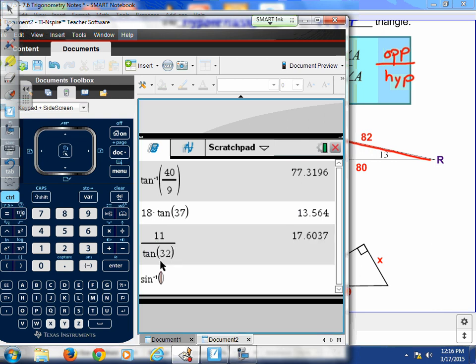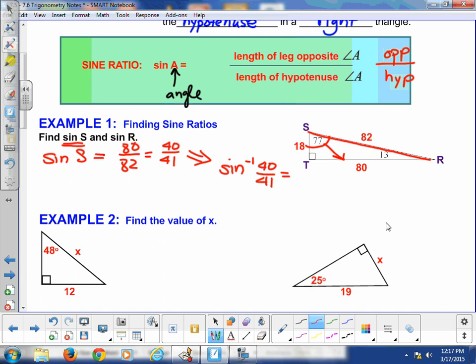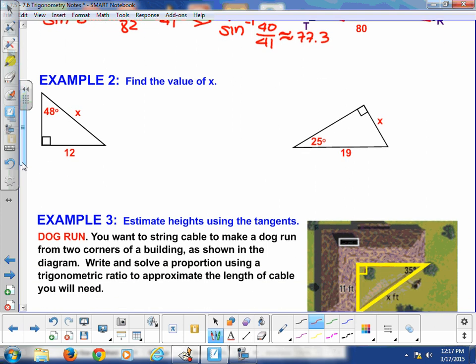Inverse sine, and it was 40 divided by, what was it, 40, 41? 41. Enter. Look, it's 77.31 something something 96, which is ish. This is ish. 77.3. Oh, doesn't that look familiar to what we had with tangent? Don't you love it? We will do sine R in class. We will do example 2 right now.